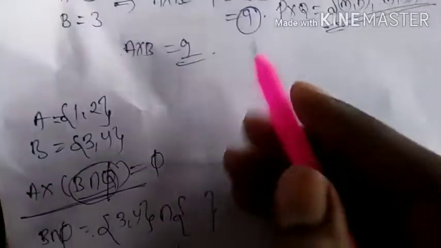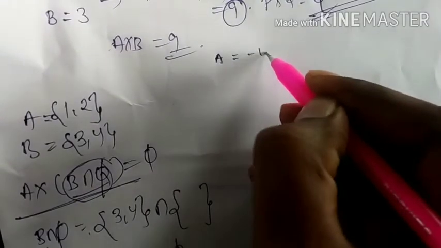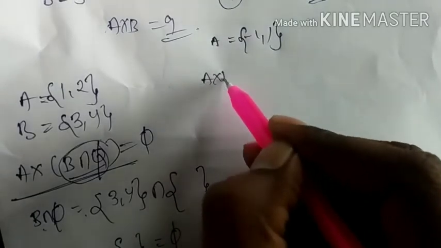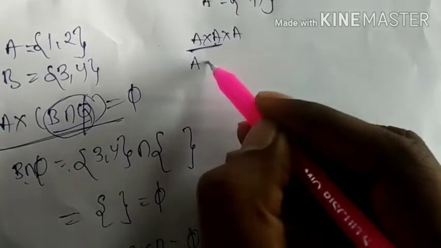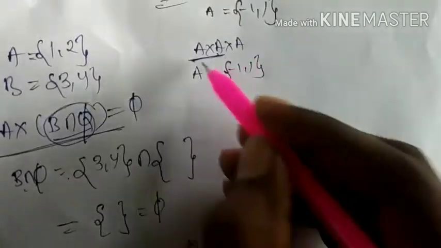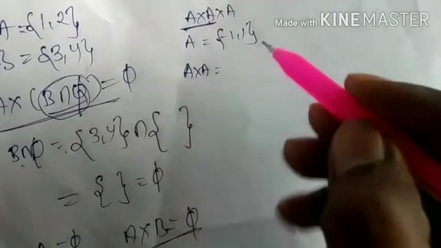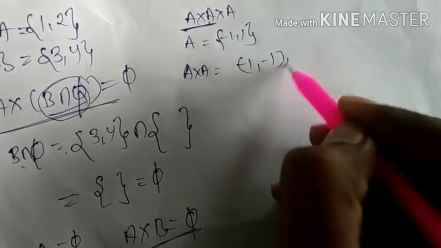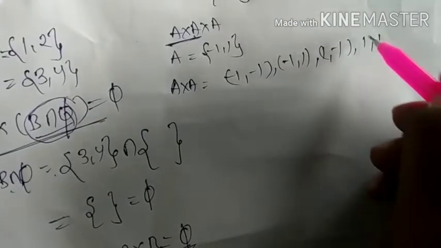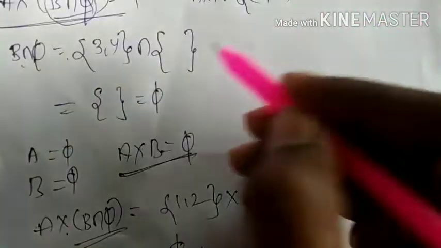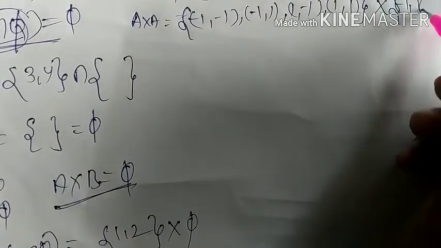Here the set is given, that is A is equal to {-1, 1}. We need to calculate A cross A cross A, so first we should find A cross A. A is equal to {-1, 1}. So A cross A means (-1, -1), (-1, 1), (1, -1) and (1, 1). So this is A cross A. Still we need to calculate it cross {-1, 1}. Again it is A, with this set you need to find it.